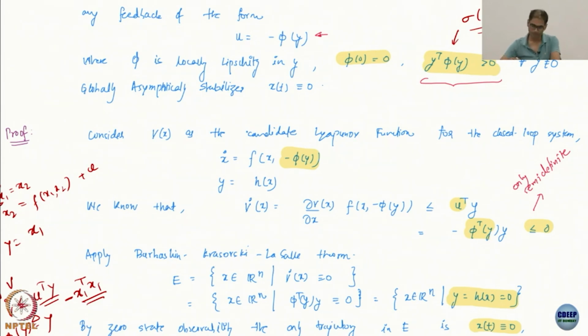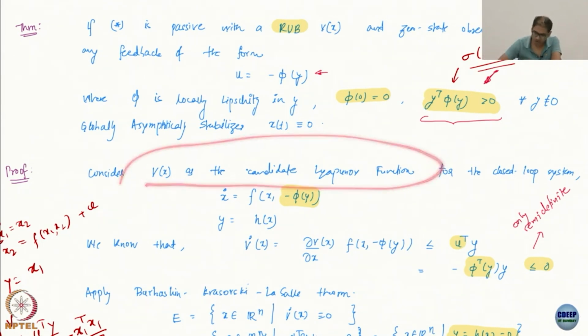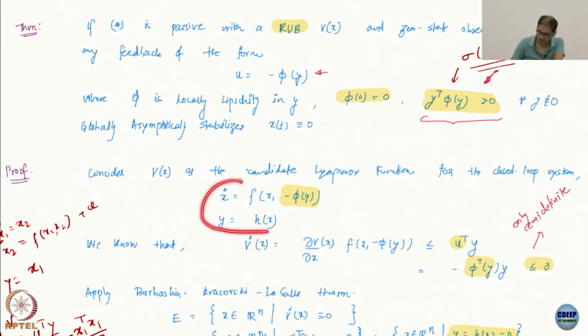So, this V that we have, we are already assuming that for this system you have a radially unbounded V. So, we take this as the candidate Lyapunov function because it is already C1 and already radially unbounded. So, pretty strong properties there, and we take this as the candidate Lyapunov function for the closed loop system. So, the system now becomes this because I have plugged in my feedback: instead of control I have minus phi(y) because that is the feedback I have chosen, okay, and then the output is just h of x, yeah.